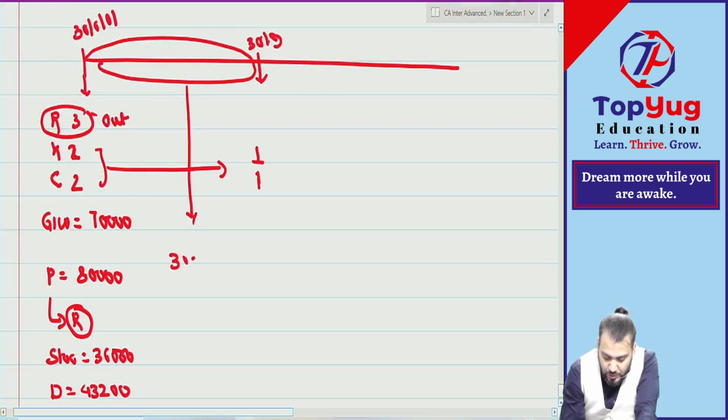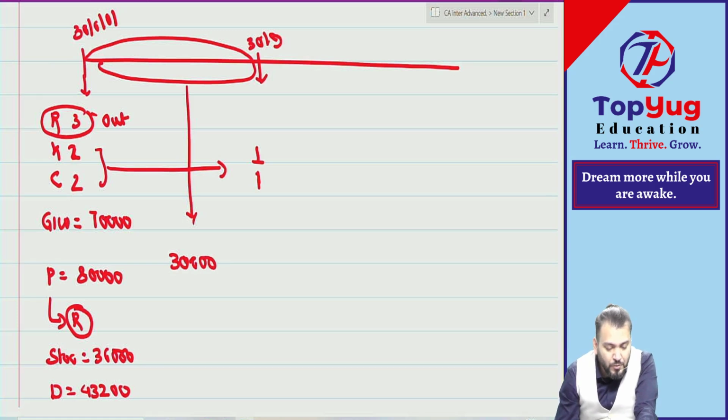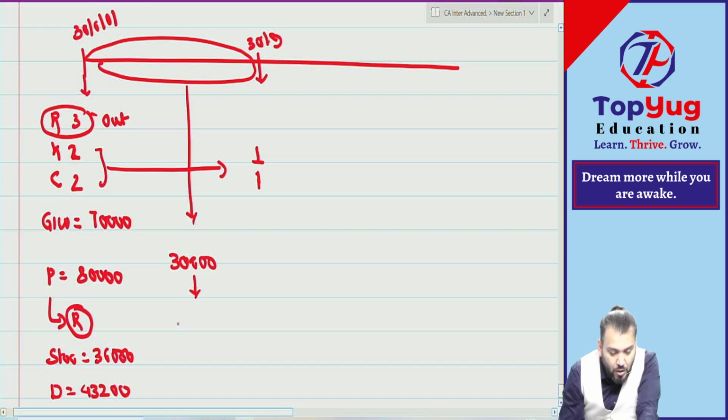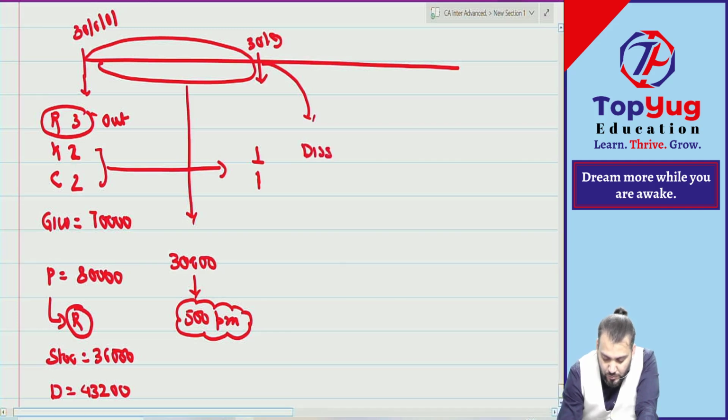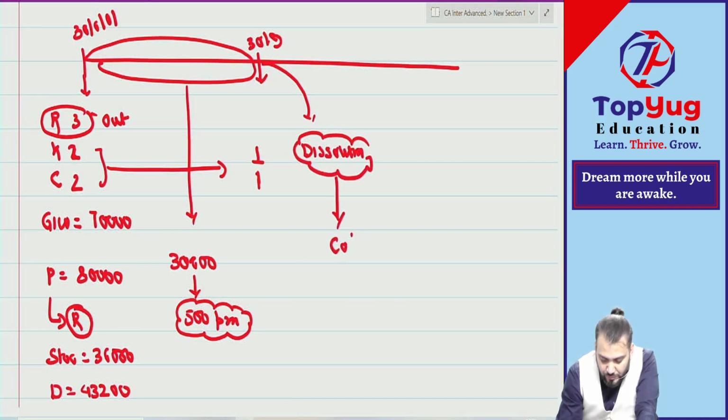This 30,000 profit is after what? It is the net profit after crediting each partner's capital account with salary, 500 per month. On the same date, on 30th September, the firm is dissolved and taken over by another company, and the purchase consideration will be 90,000.